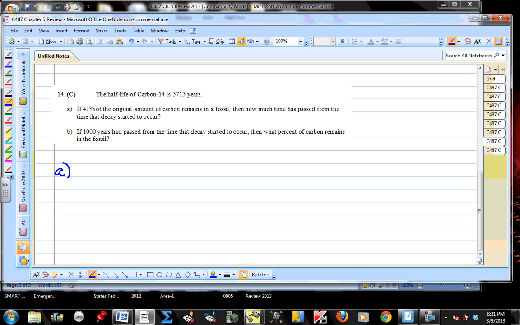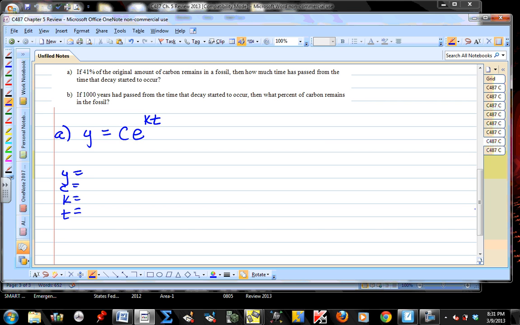So let's get started. You know this is a decay problem, so we use our exponential growth or decay model: y equals c times e to the k times t power. Let's fill in our values here. Y equals, c equals, k equals, t equals. Well, y, the ending amount, we don't know, the starting amount we don't know, but we know that 41% of the original amount remains, so let's call the ending amount 41 and the original amount 100.